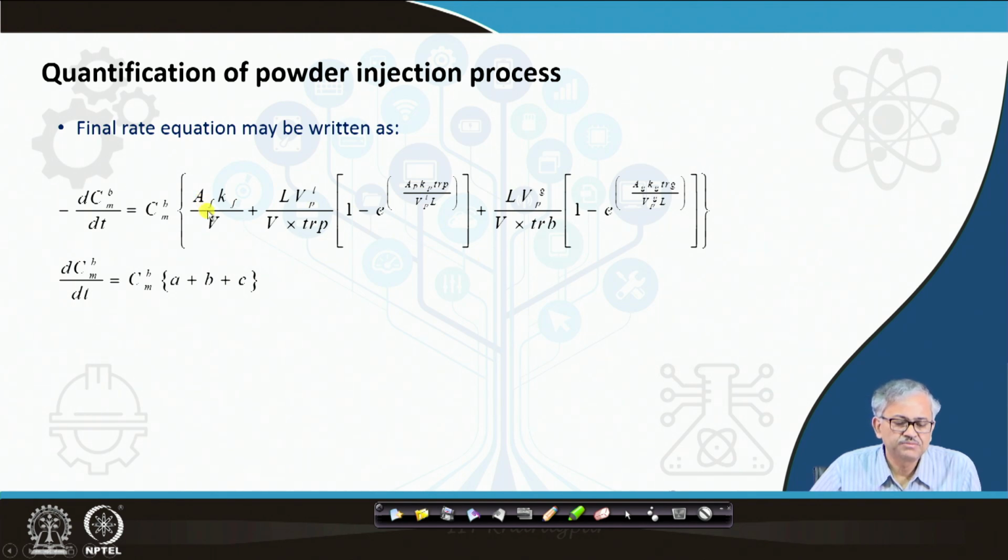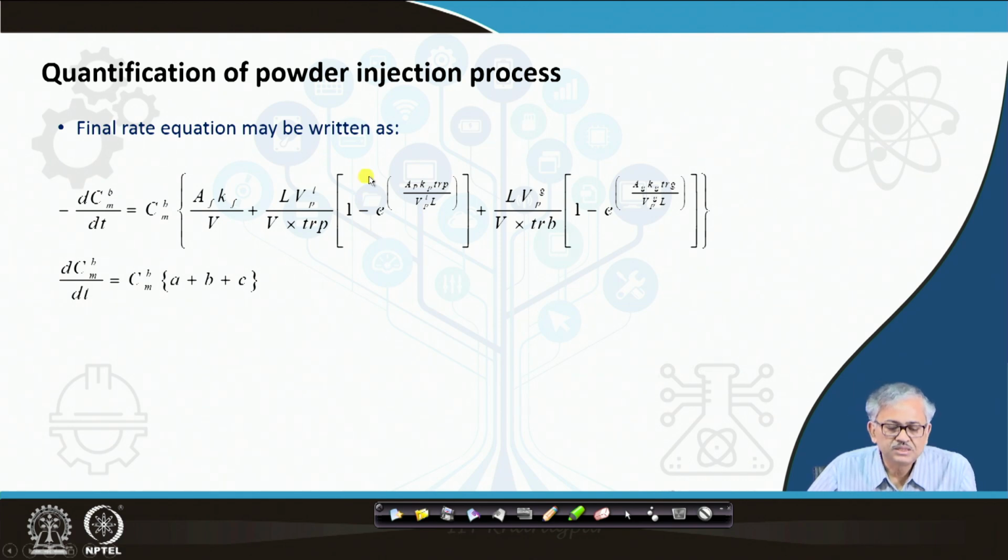You can see AF Kf by V is called the rate constant, per second. It has that unit because the mass transfer coefficient at the permanent slag metal interface has a unit of centimeter per second, the area is in centimeter square, and this is the volume. So basically it is centimeter cube per second over centimeter cube. So this is a unit of per second, so it becomes a rate constant.